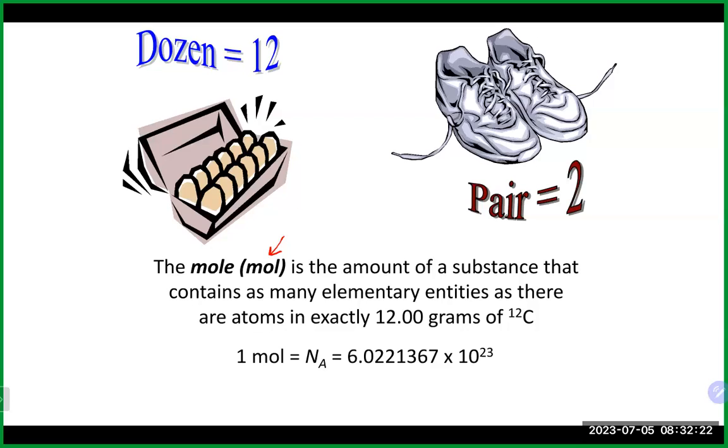So a mole of anything equals a specific number, which is 6.022 times 10 to the 23. We could do a little bit of rounding there. So really 1 mole of anything will equal 6.022 times 10 to the 23. This is what is known as Avogadro's number.